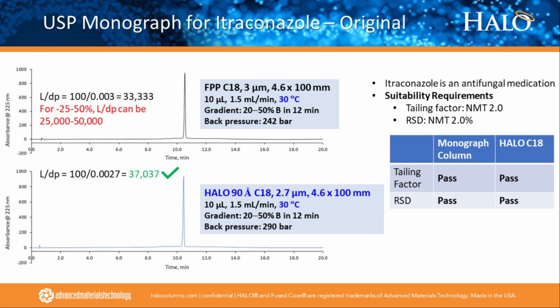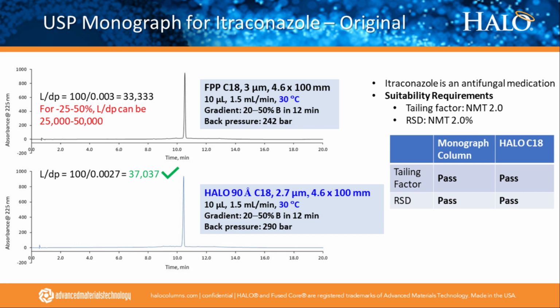All we did here was swap out the same column dimension, the 4.6 by 100, but using the Halo 2.7 micron particles. For the system suitability, the tailing factor has to be no more than 2, and the RSD has to be no more than 2%. So the original monograph column was able to pass those criteria, as was the Halo C18 column.